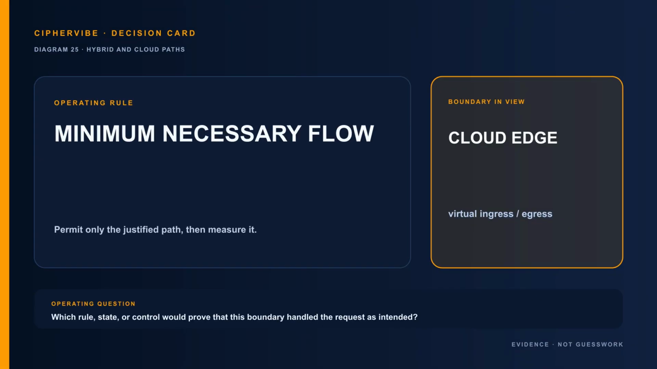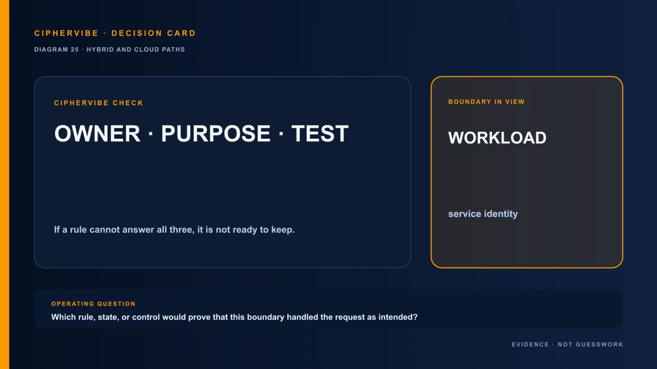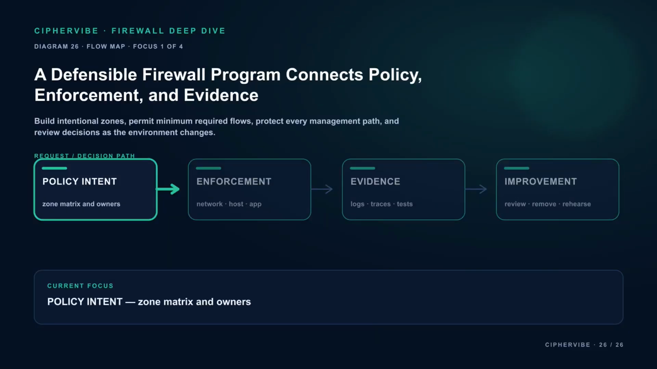For the North Star Commerce simulation in this video, we treat each deployment location as one implementation of the same zone and service contract, then review the complete request path and return path whenever a hybrid dependency changes. Keep that chain visible: intention, enforcement, evidence, and review. CipherVibe uses the chain to turn firewall work into an operable security control. The important shift here is from a product label to a control boundary. We need to know what is being decided, from which evidence, and for whom.